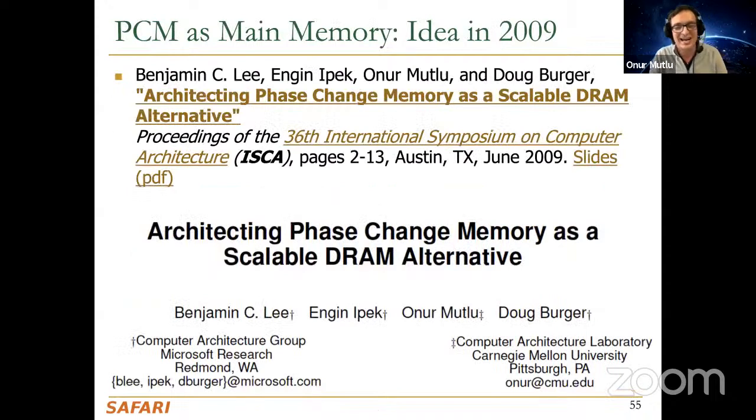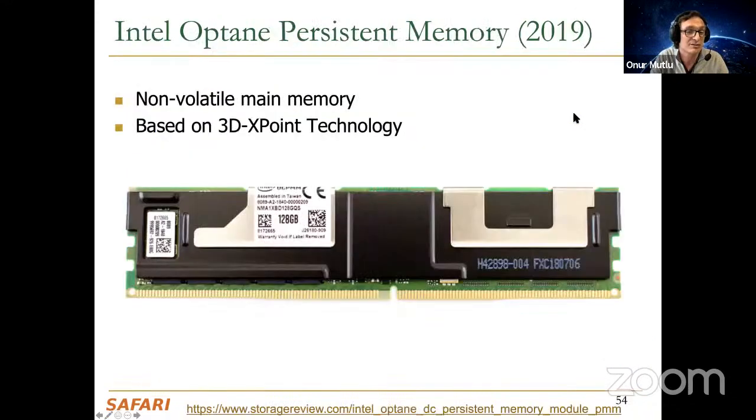Just to give you an idea of how long it takes to get to these innovations, clearly there are innovations at the device level, but there are innovations at the architecture level also. We actually did some work on this topic. We're still doing some work on this topic, but we did some very preliminary early work in the area. This was published in ISCA, the major computer architecture conference, in 2009. We were looking at this topic in 2007, exploring the idea of, can we replace dynamic random access memory with phase change memory? We were doing these studies 12 years before Intel actually released their chip.